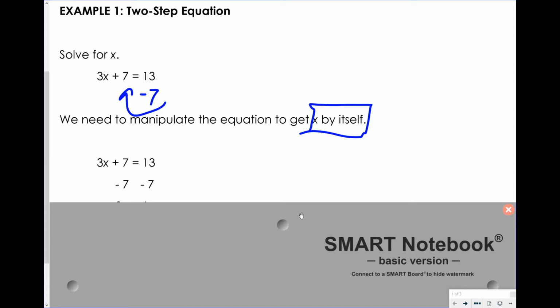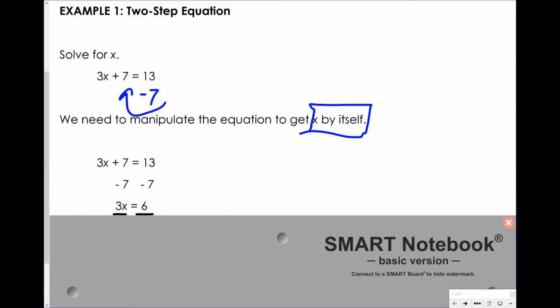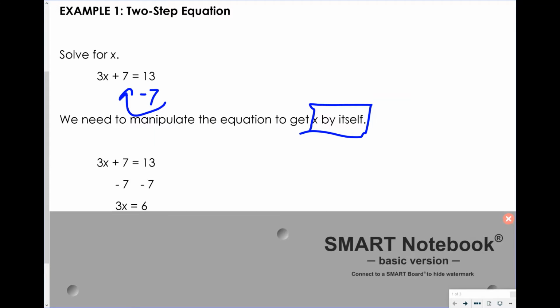So you're going to bring that down. It's going to be 3x equals, because 7 minus 7 is 0. So that crosses out. So the only thing you have left is 3x equals, well, what's 13 minus 7? Well, 13 minus 7 is 6. And I'm showing you guys too much work. So we got 3x equals 6.